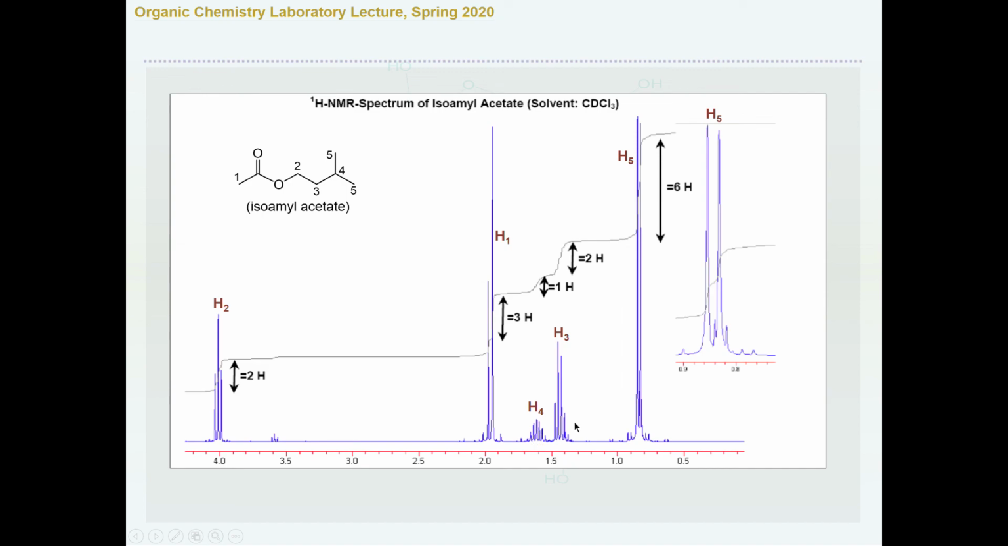So all this makes it very easy to count and verify the structure, much more precisely compared to infrared or UV-visible spectra, and that's why NMR is the most important structure verification tool for organic compounds. I hope that you get some idea about this type of spectroscopy, and I will see you next week for experiment 4.